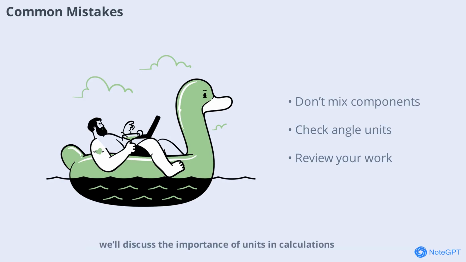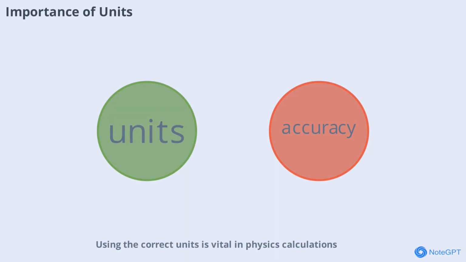Next, we'll discuss the importance of units in calculations. Using the correct units is vital in physics calculations. Mixing meters with centimeters or seconds with minutes can lead to incorrect answers. Always check your units and convert them as needed before plugging values into equations. This attention to detail ensures your results are reliable.